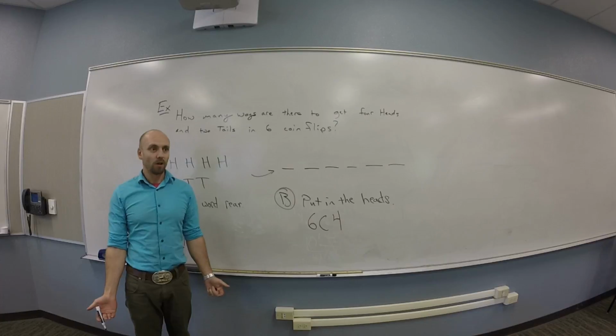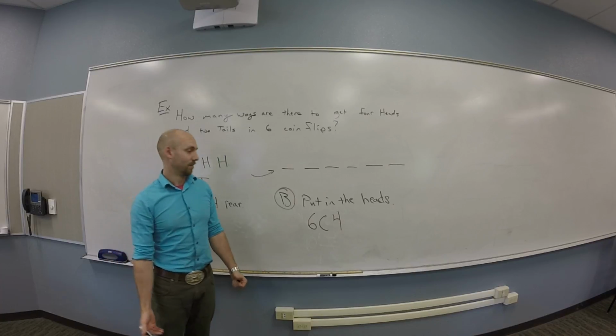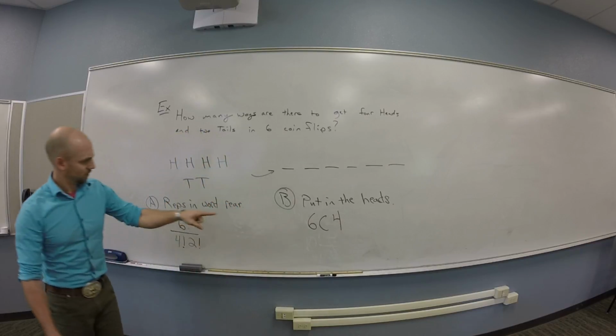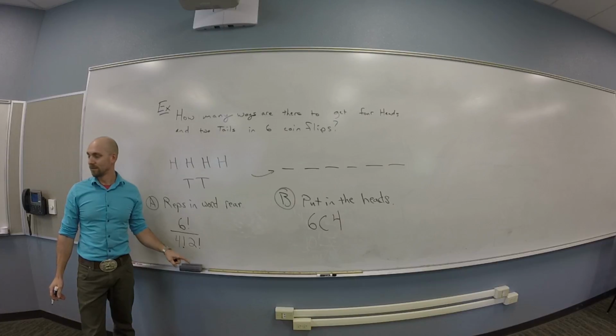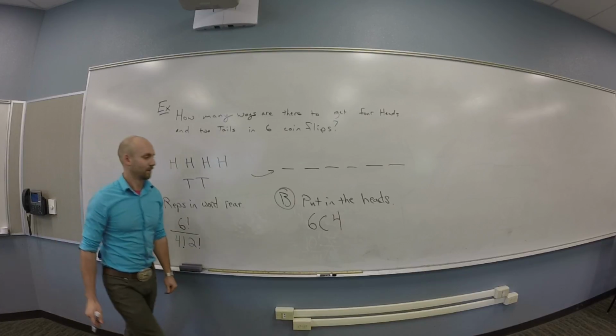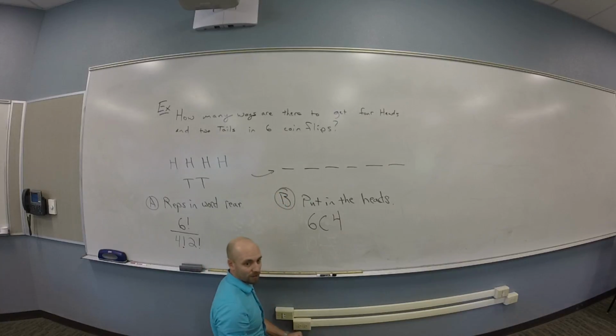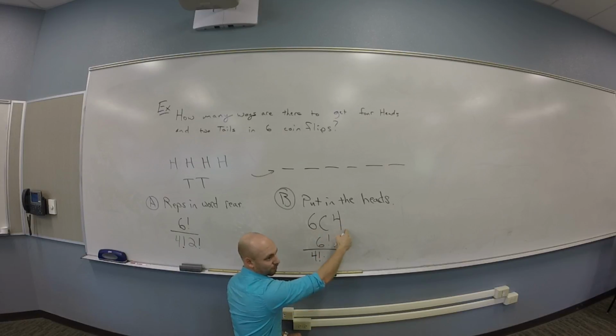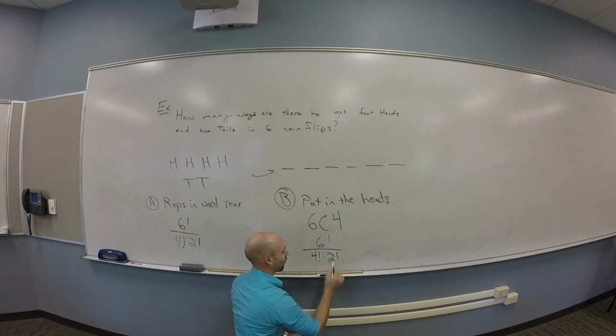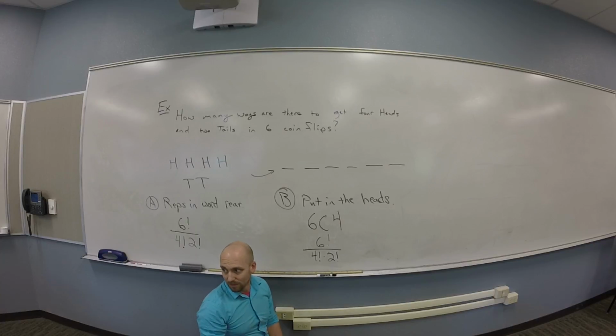That should also be the answer. Are those the same? 6 choose 4 is 6 factorial over 4 factorial times (6 minus 4) factorial, which is 2 factorial. Oh yeah, they're the same. You guys cool with that?